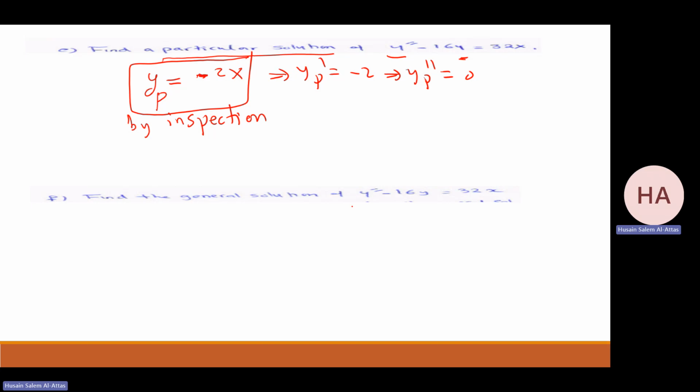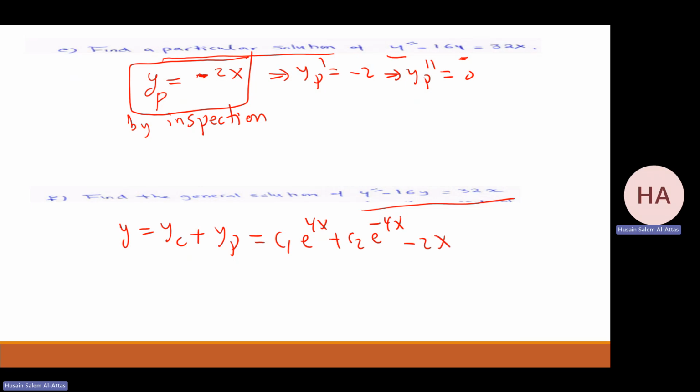Now, what will be the general solution for non-homogeneous? Right away, y equal yc plus yp. That's c1 e^4x plus c2 e^-4x minus 2x. That will be the general solution.